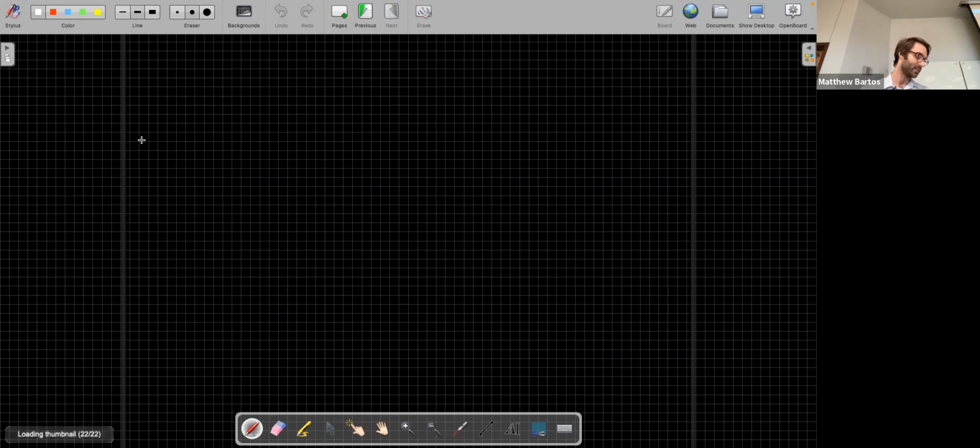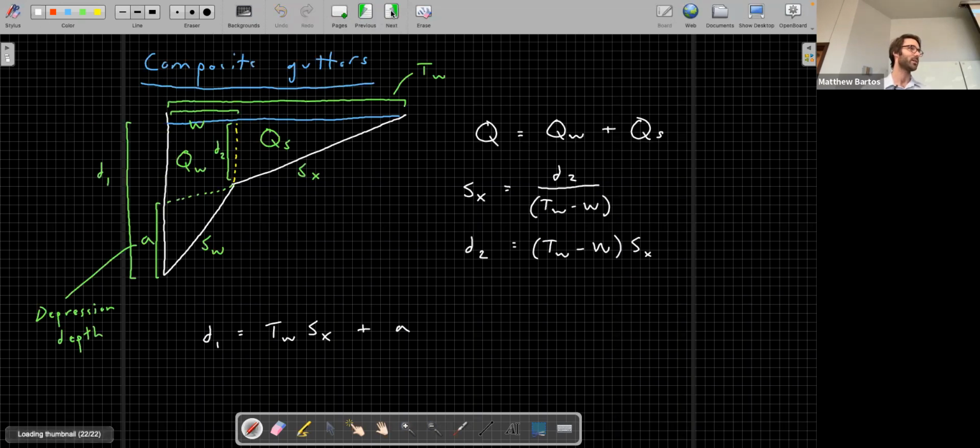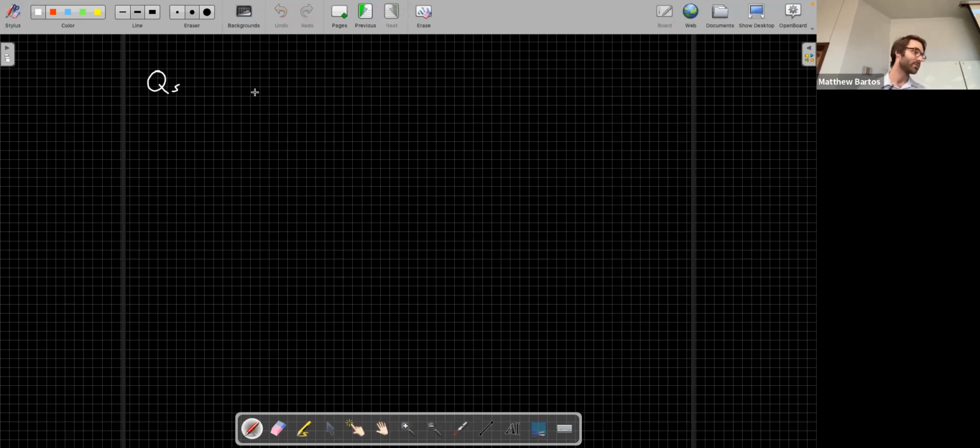Okay, and so what we get is that Q sub S, so this is the portion of flow near the street, is equal to K over N times the longitudinal slope to the 1/2 power times quantity spread TW minus W times the shallower lateral slope SX to the 8/3 power, all divided by SX.